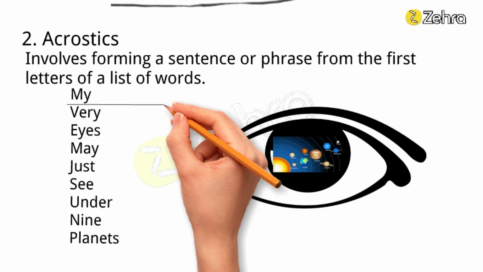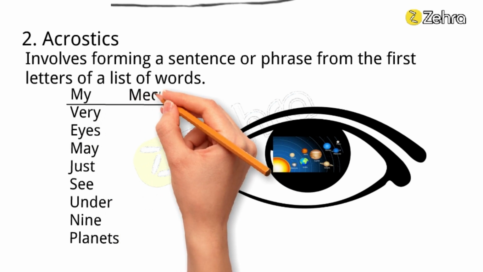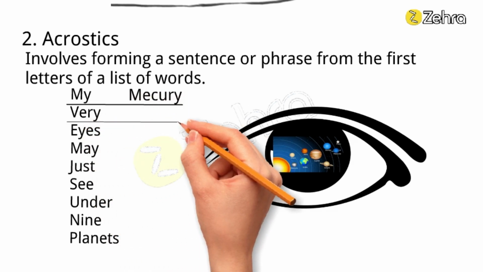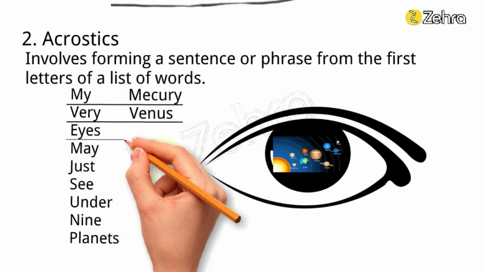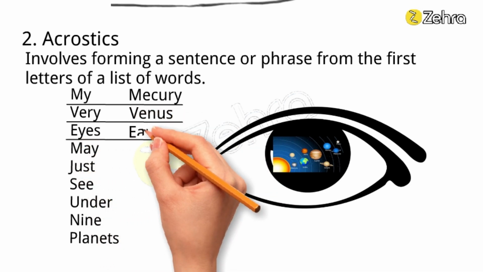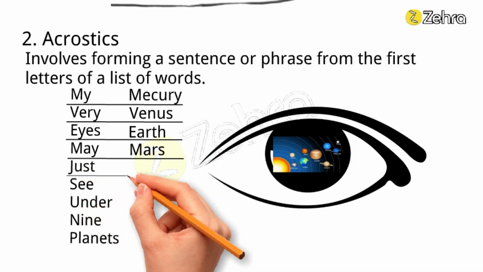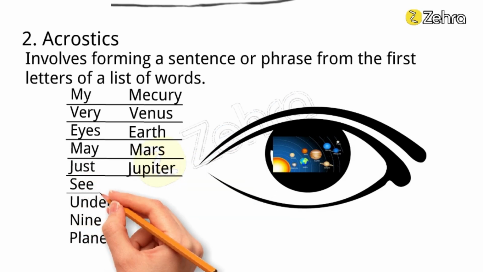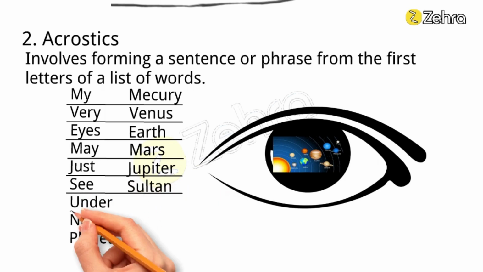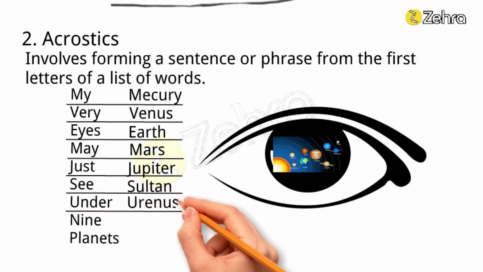My can be used to recall Mercury. Very can be used to recall Venus. Eyes may stand for Earth. May stands for Mars. Just stands for Jupiter. C stands for Saturn. Under represents Uranus.